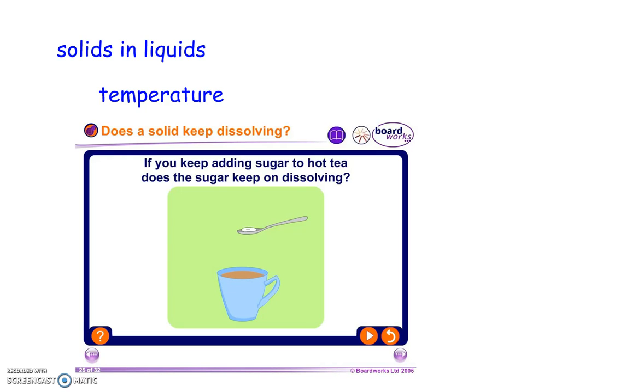For solids, as the temperature of a substance increases, the solubility increases. This is why you can get more sugar to dissolve in a cup of hot coffee than you can to dissolve in a cup of iced coffee.